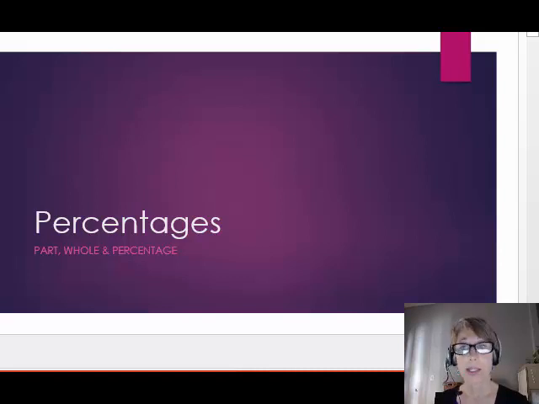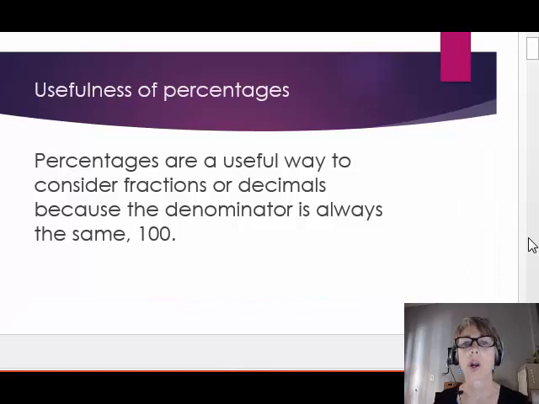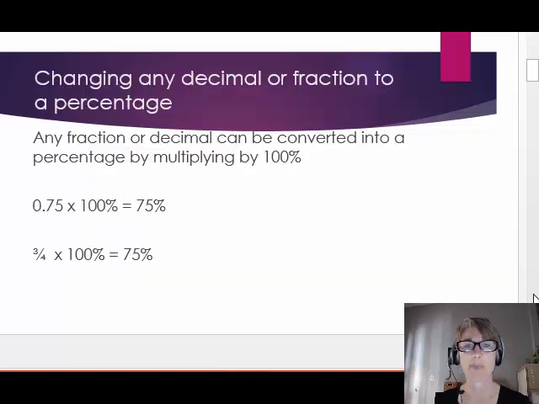Percentages are useful in science as well as in our everyday life. Percentages are helpful ways to consider fractions or decimals because the denominator is always the same, 100. It is useful to consider the relationship between decimals and fractions and percentages. Any decimal or fraction can be expressed as a percentage by multiplying the decimal or the fraction by 100%.